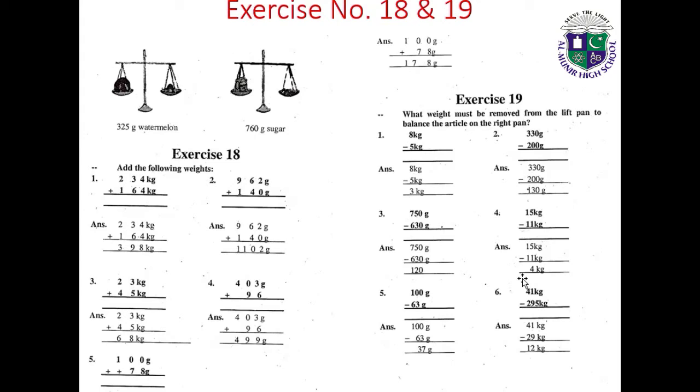15 kilogram minus 11 kilogram. When 11 kilogram is subtracted from 15 kilogram, we get the answer 4 kilogram. 41 kilogram minus 29 kilogram leaves 12 kilogram. 11 minus 9 is 2. The value of 3 minus 2 equals 1. The remaining amount is 12 kilogram.